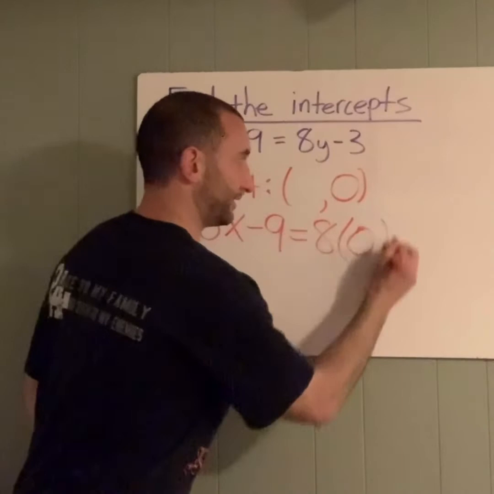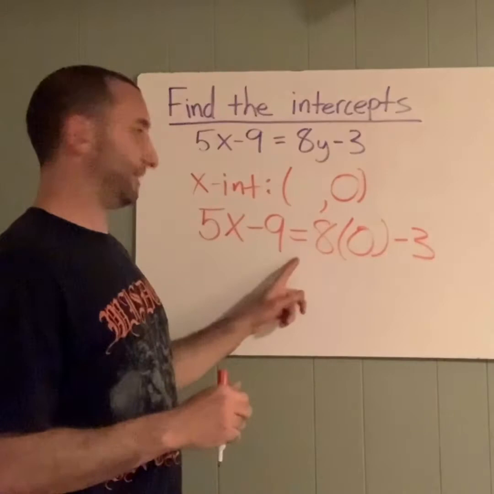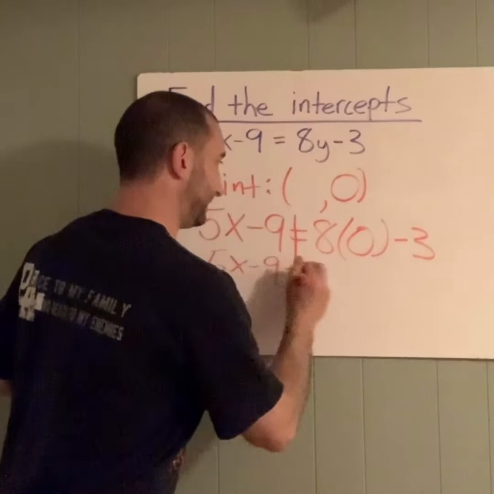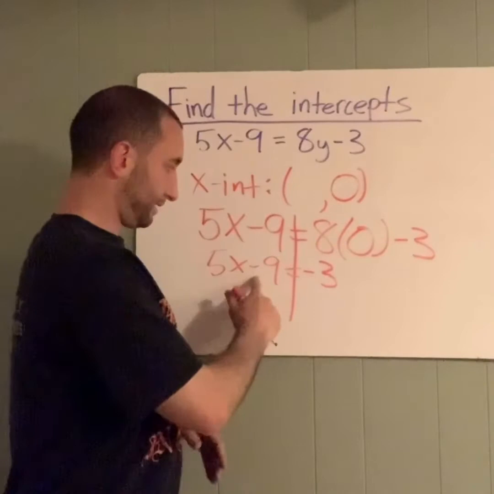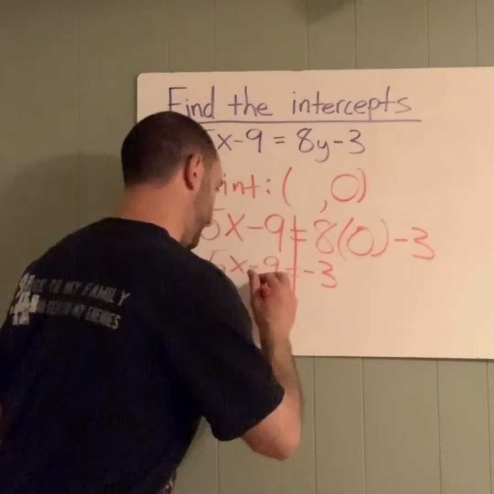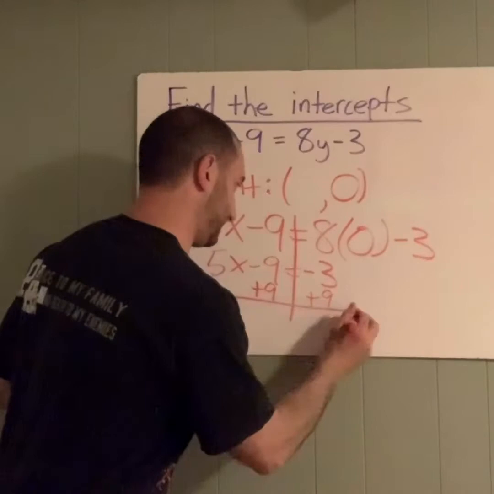So we don't have to do anything to this left side yet, so let's write that down. 5x minus 9 equals, what's 8 times 0? 0, nothing, so it disappears. So we're left with just negative 3 on this side. All right, so let's get like terms together. This negative 9, let's move it over to this side using inverse operations. Let's add 9. What we do to one side, we have to do the other to keep it balanced. That zeroes out, so we have 5x equals 6.